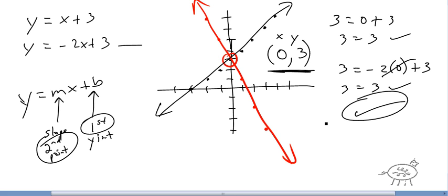All right, so that was actually pretty easy because if you notice, these were the y-intercepts. If the y-intercepts are the same, that's going to be your solution point. So let's do one that has a little bit more work. It's y equals 1/2 x plus 2, and y equals x plus 1. So they're already solved nicely for you.